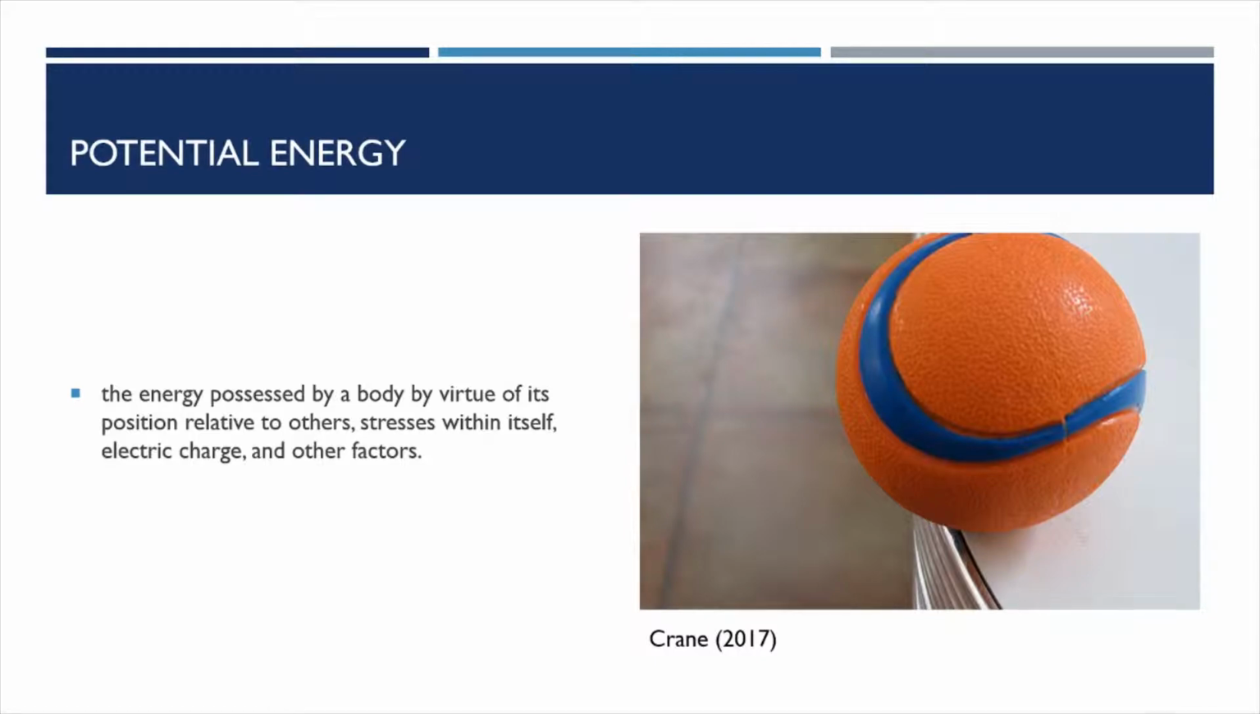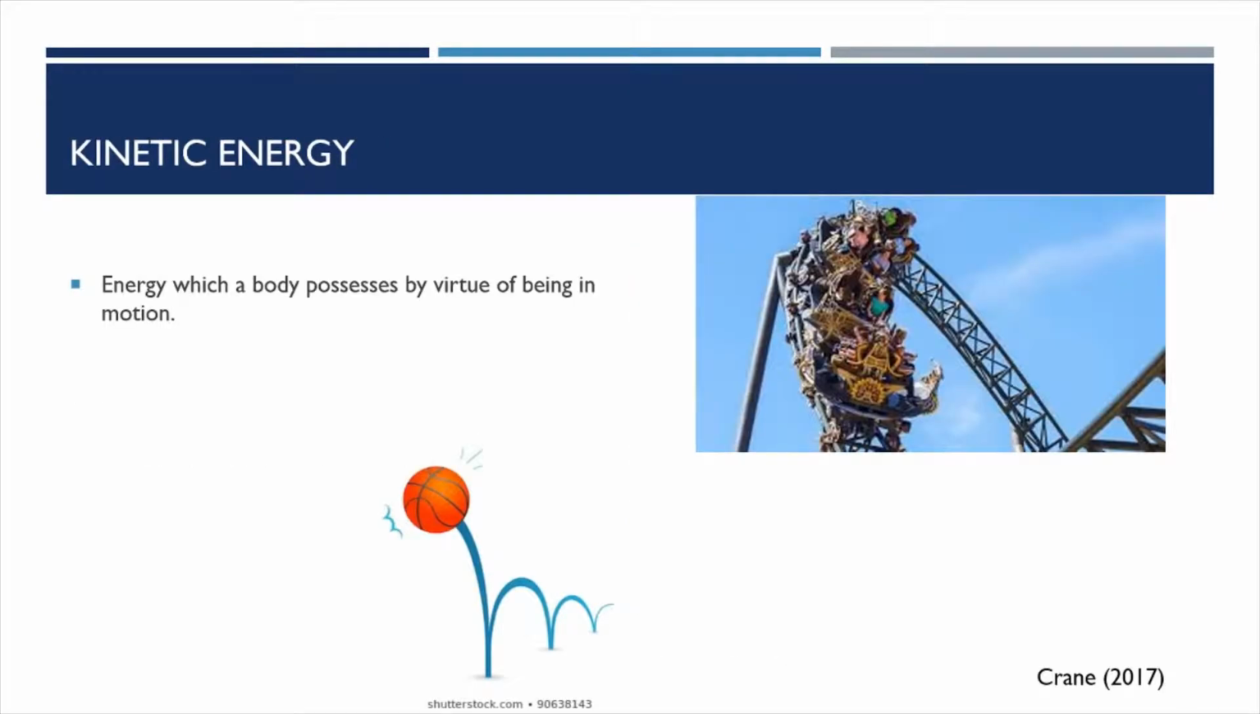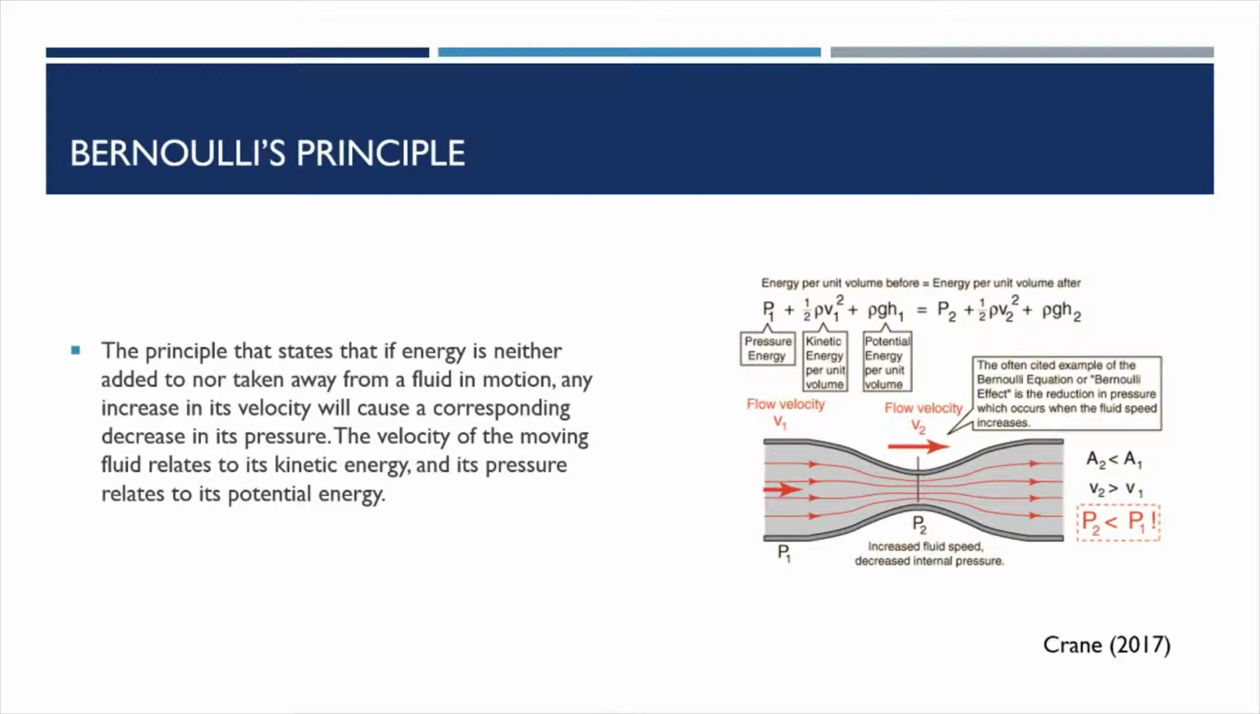Since we know that there's an object that is unmoving, thus storing and gaining potential energy, we can move towards kinetic energy, which is energy which a body possesses by virtue of being in motion. For instance, any time you're moving, playing a sport, we see the ball bouncing. A roller coaster in motion is kinetic energy. Now that we know potential energy and kinetic energy, we can apply it to Bernoulli's principle.